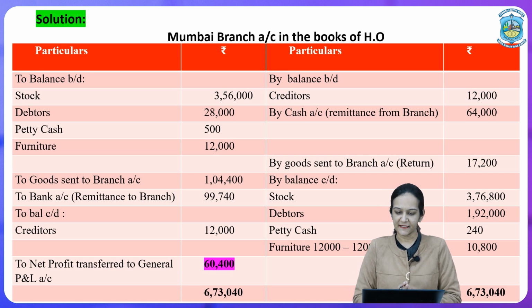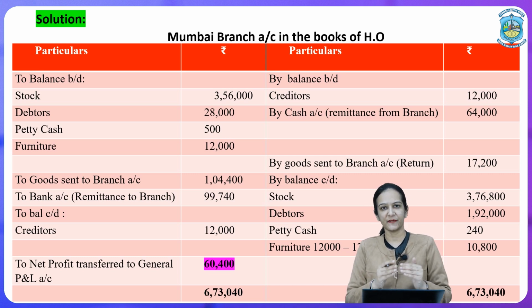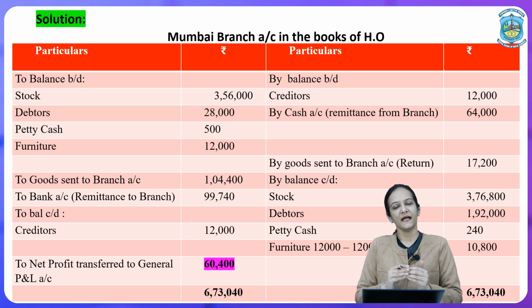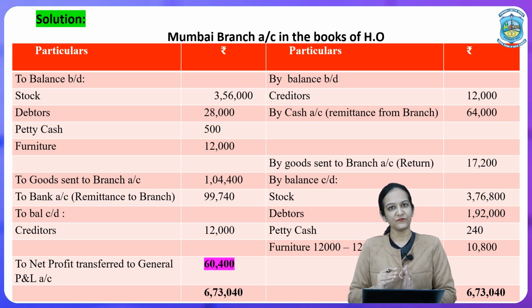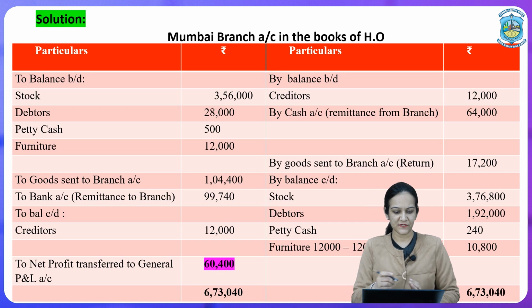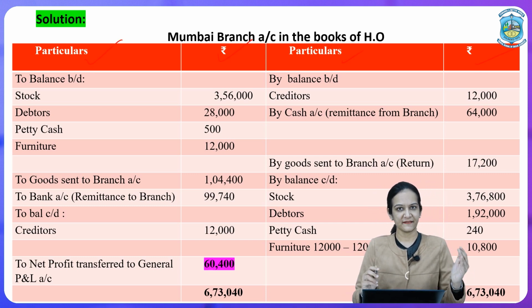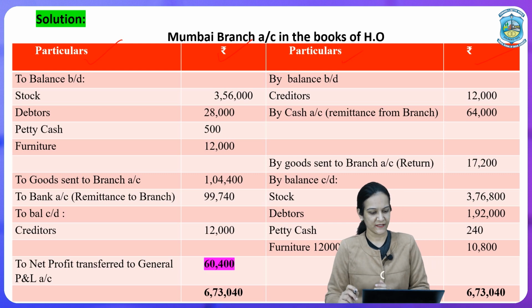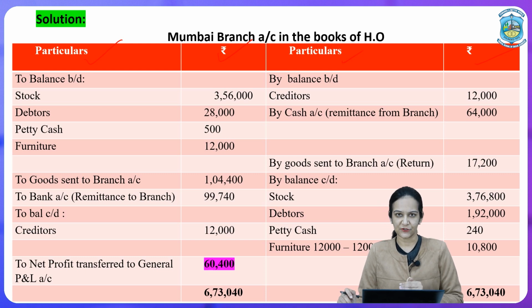Now this is the format of the branch account. As we all know, the branch account is a nominal account, that is, we record all the expenses and incomes. Expenses are recorded at the debit side and incomes are recorded at the credit side. The format of the branch account has 4 columns: particulars, amount, and particulars, amount, one at the debit side and another at the credit side. As per the format, the branch account starts with the opening balances of assets.